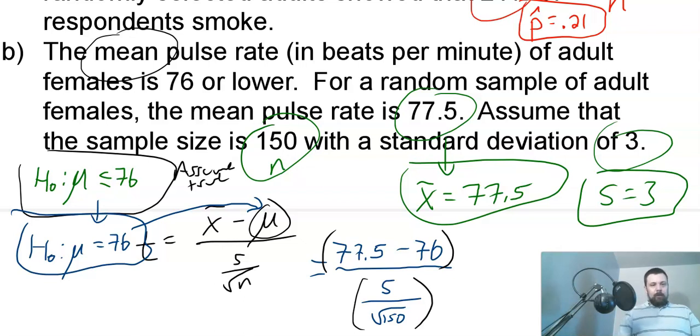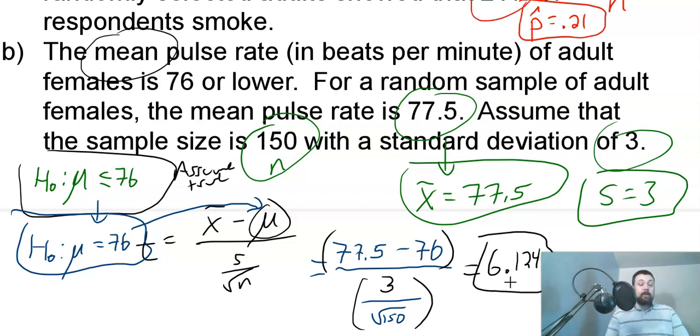All right, so let me erase that real quick. Well, it's a big eraser. Let's see. Oh, I can make it smaller here. Okay, that's better. All right, and that should have been 3. I apologize for that. Okay, and I end up getting 6.124 as the t-score for this test statistic.